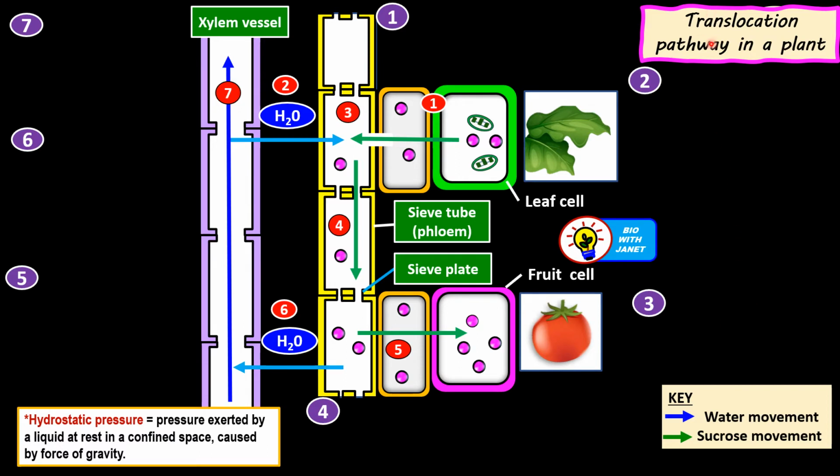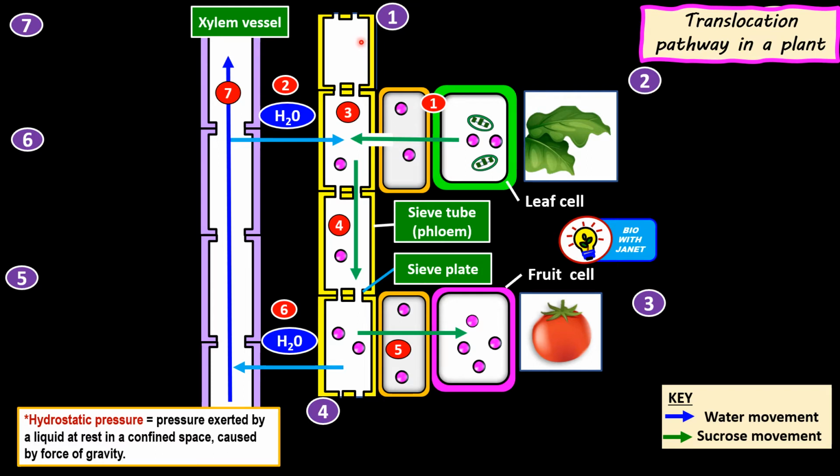Let us now discuss the translocation pathway in a plant. How does a plant transport organic food substances from one part to the next? Right? So this diagram shows you a series of xylem vessels joined end to end to form a long continuous tube, from the roots to the stem and to the leaves. Then it transports water and mineral salts up this series of xylem vessels, right?